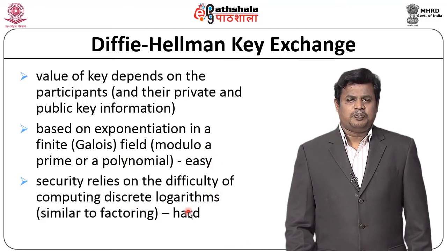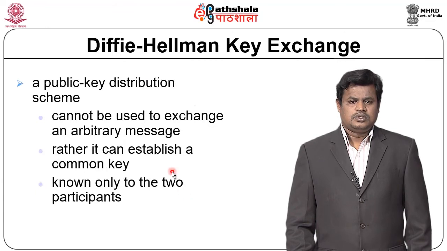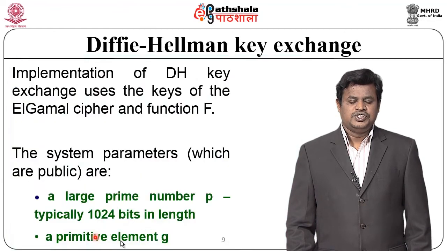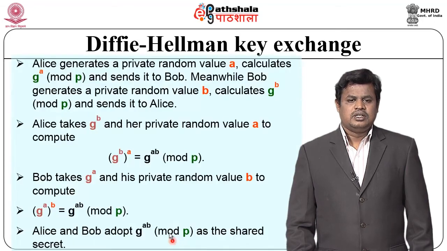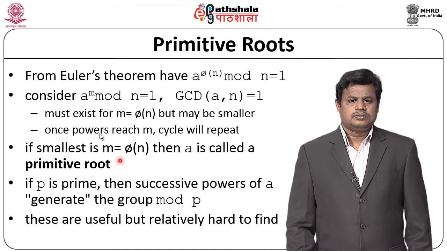It is very difficult to break this algorithm knowing only the public information, like the public keys PA and PB shared between the two users. Here we use the primitive root. So what is this primitive root? G, the primitive element used here, is G.